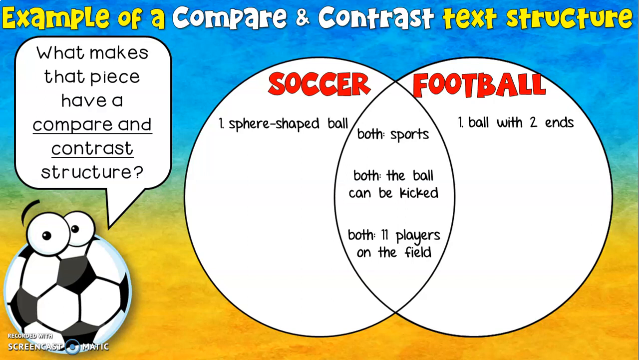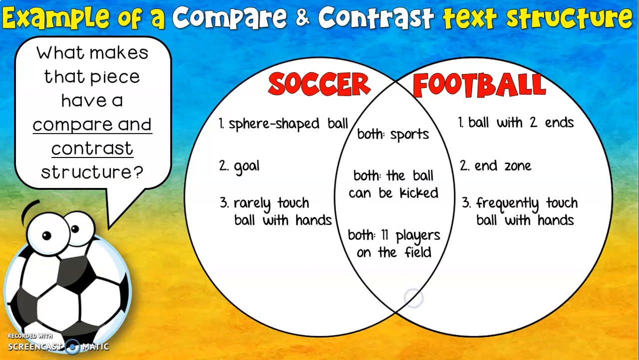However, in soccer, we have a sphere-shaped ball, but in football, the ball has two ends. Soccer has a goal, football has an end zone. In soccer, you can rarely touch the ball with your hands, but in football, you frequently touch the ball with your hands. And in soccer, tackling is absolutely forbidden, but in football, tackling is allowed.